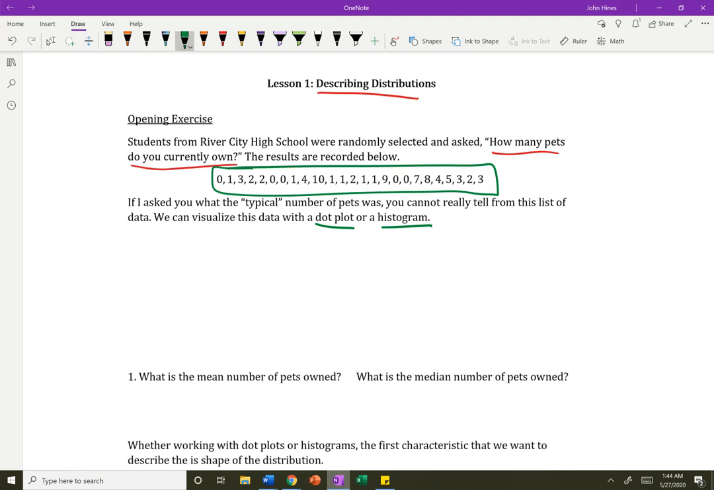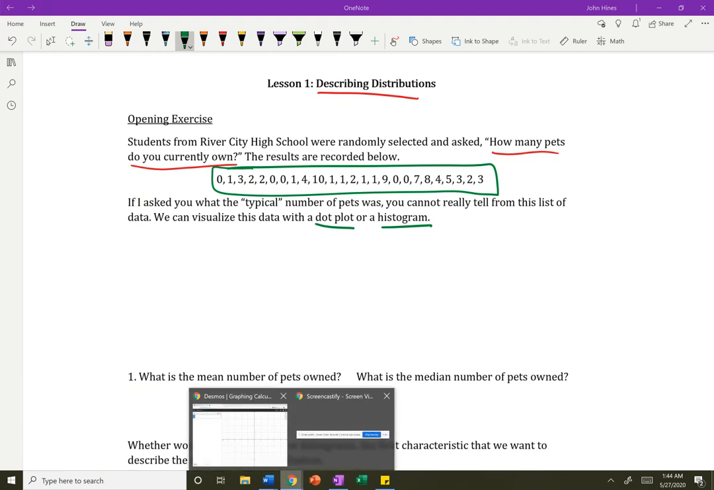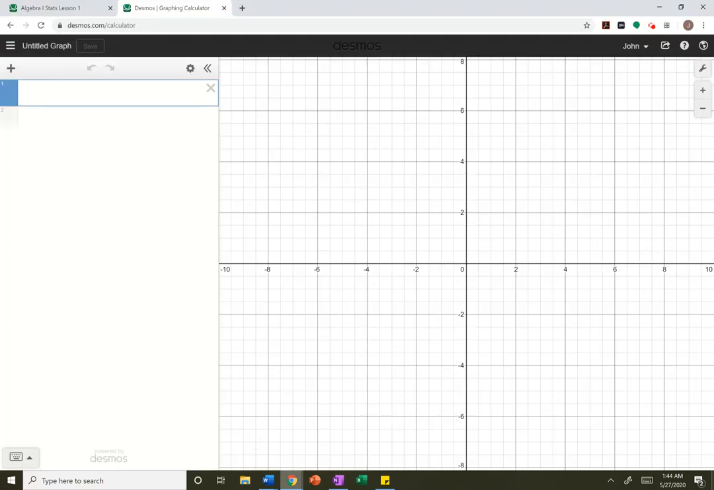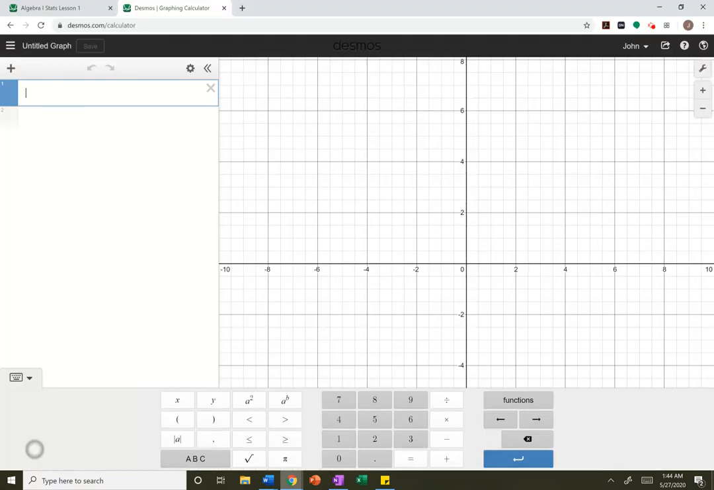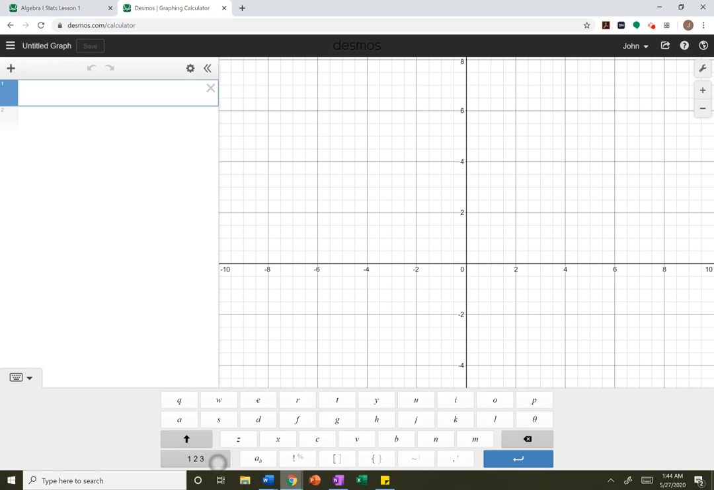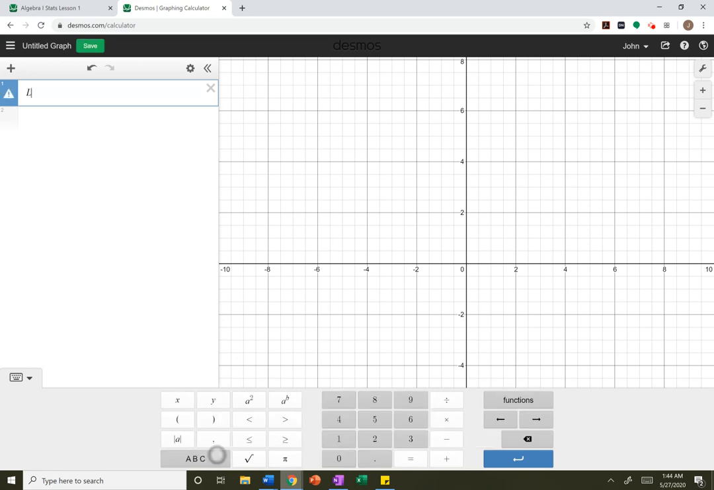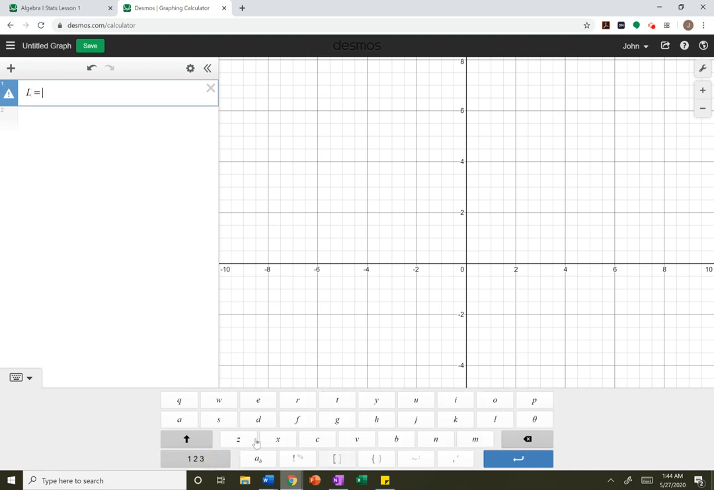The first thing we're going to have to do is put this data into a list. On Desmos, let me just take a picture of this data so I don't need to flip back and forth. There we go. On Desmos here, I'm going to make a list. The way that we make a list is we need to give it a name. So let's call it capital L for list. I'm going to say L equals, well, what do I want the list to equal? I'm going to use these square brackets here. You could also get them from your keyboard, but we need a square bracket.